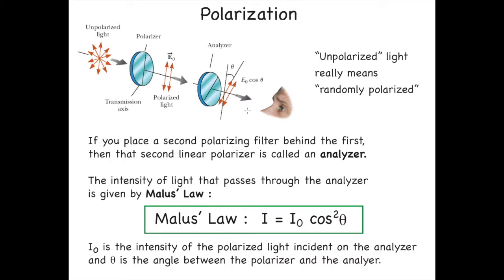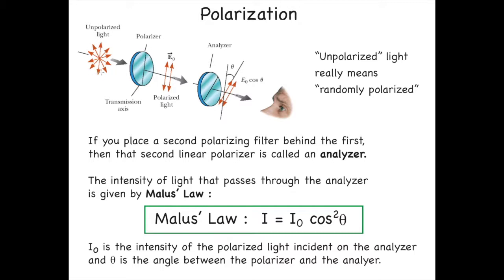If you plug in 45 degrees, cosine of 45 degrees is 0.707, and that squared is 0.5, right? So at 45 degrees, the light coming out is half as intense as the light that was coming in, and it will be at the 45-degree angle of the analyzer. But let's look at a more general case.